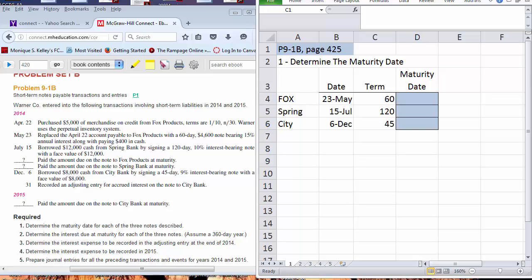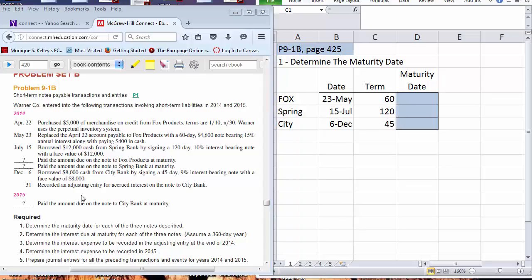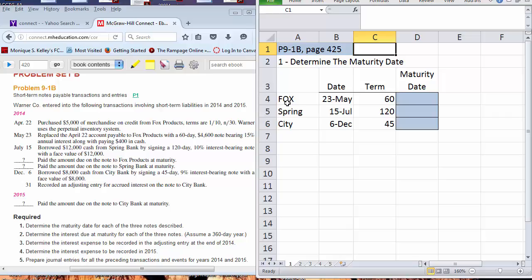Hello, this video is going to take you through the steps to solve problem 9-1B on page 425 of your textbook. This is very similar to the problem that's assigned in your homework. On April 22nd, they purchased $5,000 of merchandise on credit from Fox. And then a month later, they replaced that accounts payable with a note along with some cash. So we have one note from Fox, and I included that on our list.